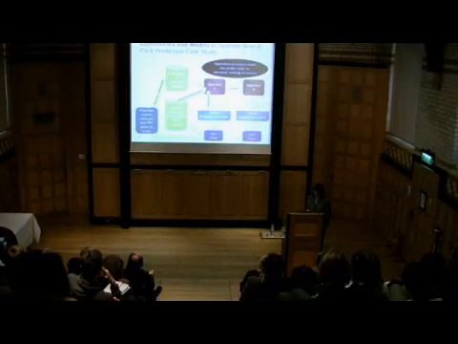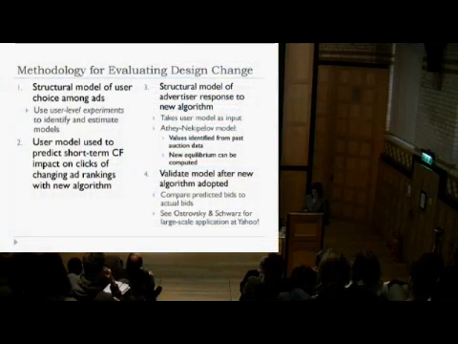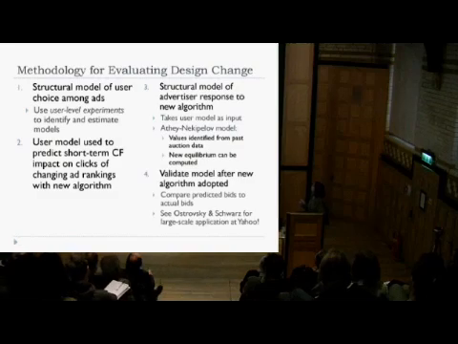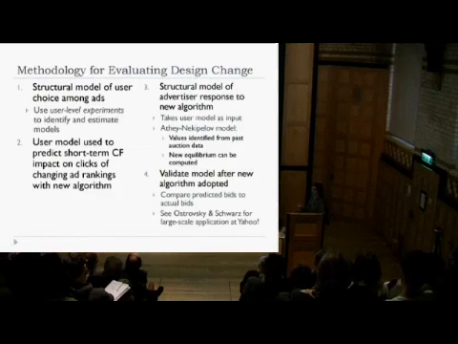All right. So again, just the methodology for evaluating the design change. A specific example that I can talk through is, how do I think about evaluating a new click prediction algorithm? One of the things that I need is this structural model of user choice among ads, and we need to use user-level experiments to identify and estimate the causal effect of re-ranking ads. So there's an experiment and experimentally generated data used to estimate the click prediction algorithm.